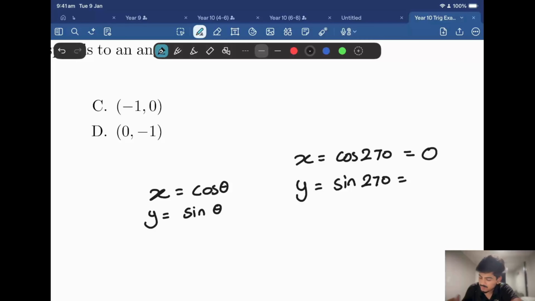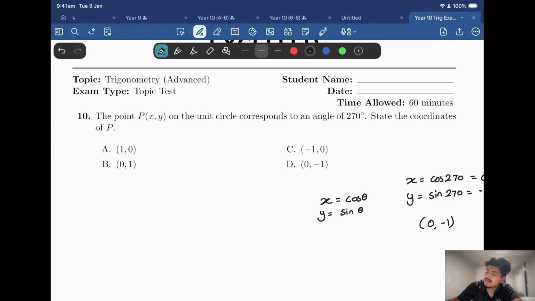Let's just confirm that. Yep, it's -1. Right, so your angle is (0, -1), and your answer is D.